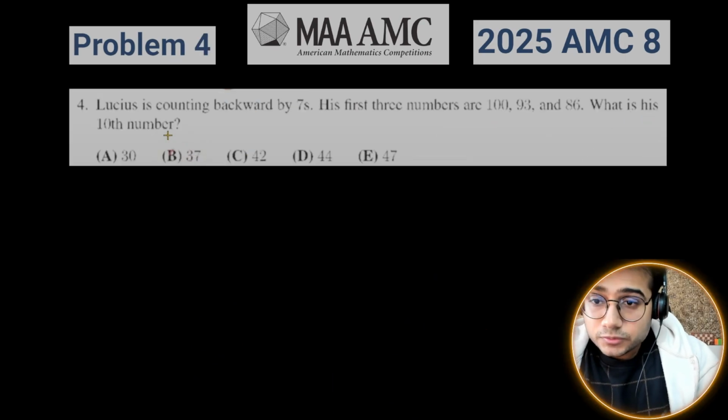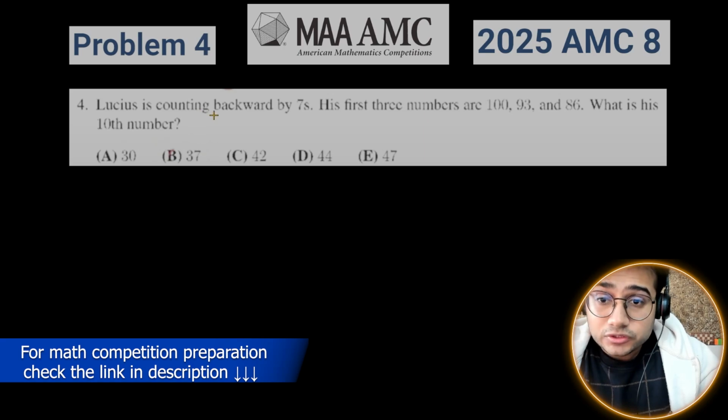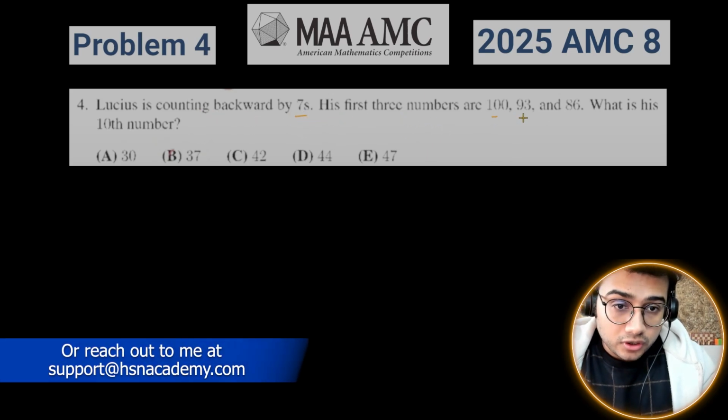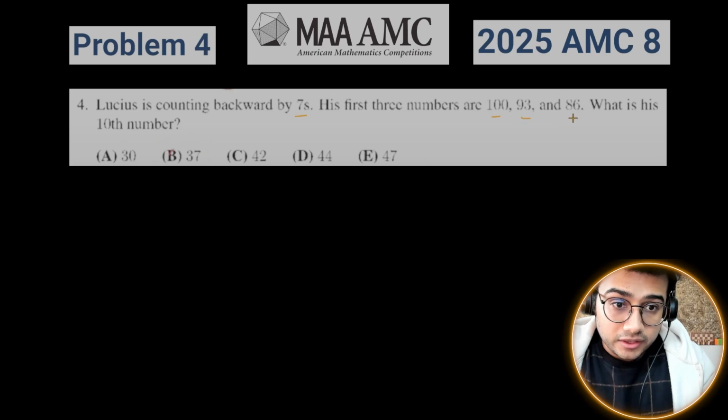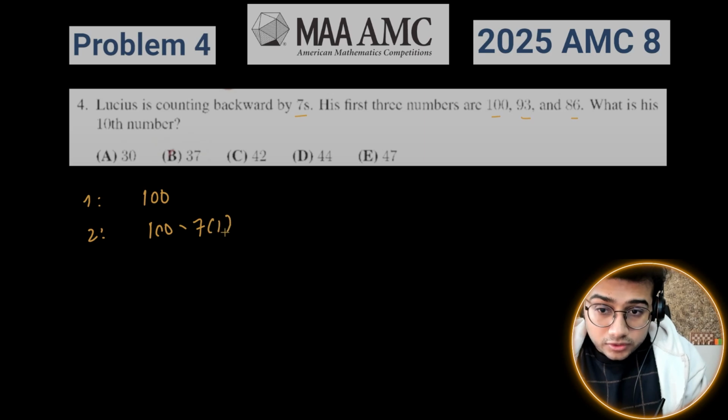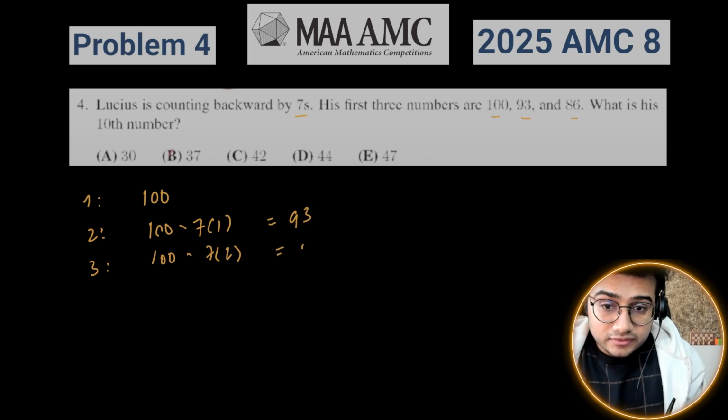Okay, so in this problem Lucius is counting backwards in sevens. His first 3 numbers are 100, 93, and 86. So what is happening? We have 100, and that's the first number. The second number is 100 minus 7 times 1. The third number is 100 minus 7 times 2. You can see that that's 93, that's 86.